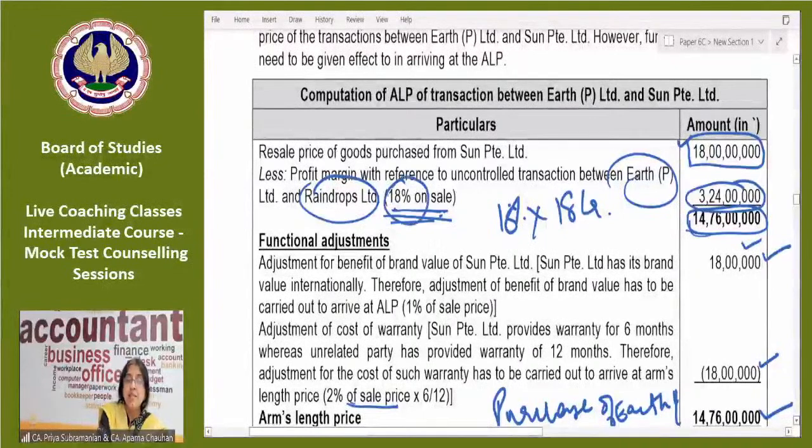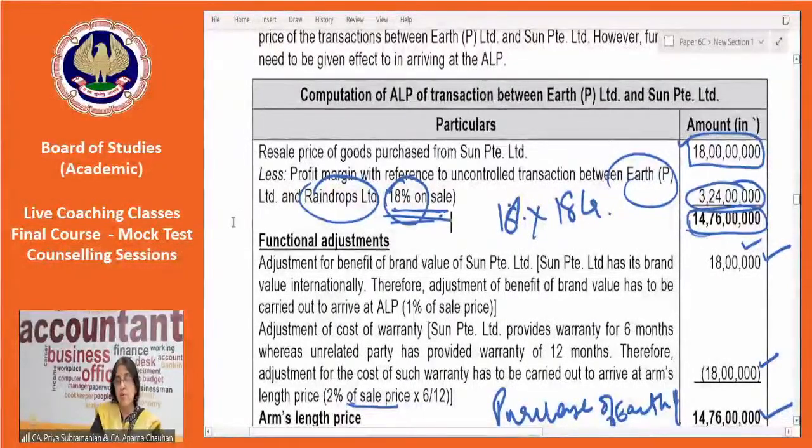So 18% is the arm's length gross profit. So you reduce that, and thereafter you make the functional adjustments. You have to pay more for the brand value, so you add that 1% of sales price, less for warranty, because if only Sun Private Limited is providing only 6 months warranty, whereas the warranty provided by unrelated parties is 12 months. So 6 by 12 of 2%, that is 1% of 18 crore, that is 18 lakhs. So the arm's length purchase price will be 14 crore 76 lakhs.